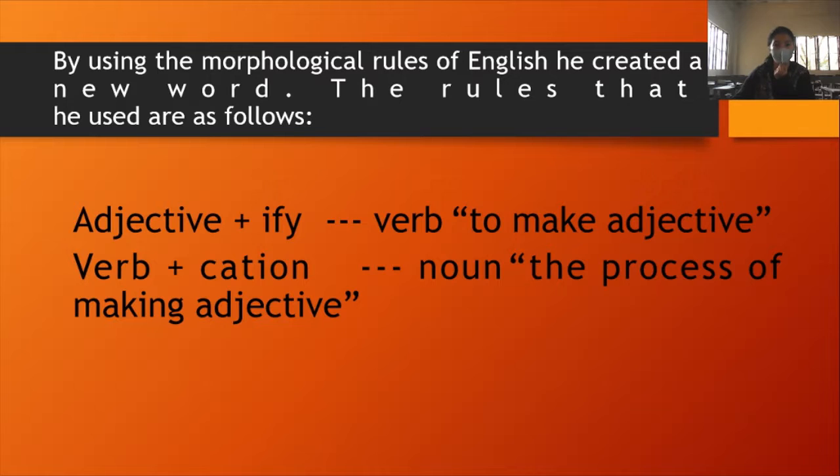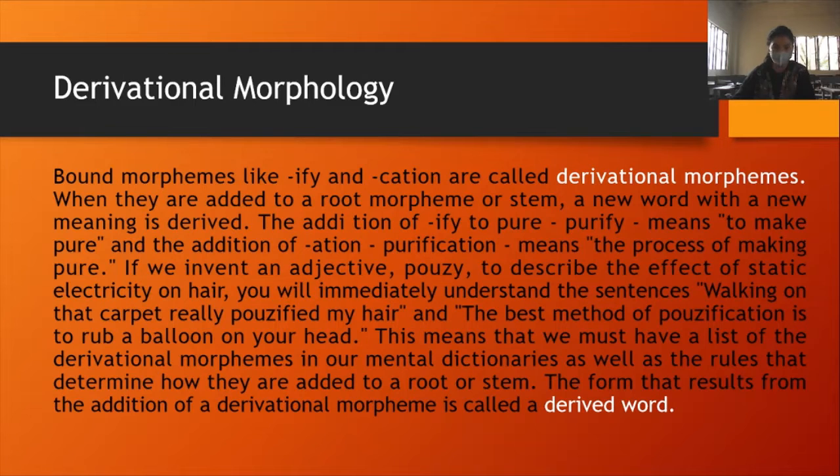The rules that he used are as follows. Adjective plus -ify makes a verb, to make adjective. Verb plus -ation makes a noun, the process of making adjective. So this is derivational morphology. Bound morphemes like -ify and -ation are called derivational morphemes. When they are added to the root morpheme or stem, a new word with a new meaning is derived.